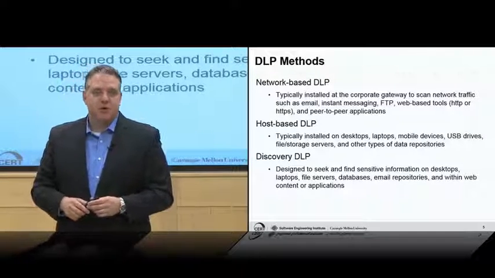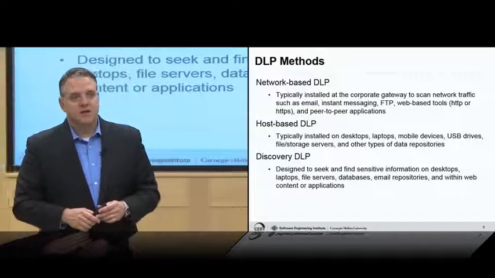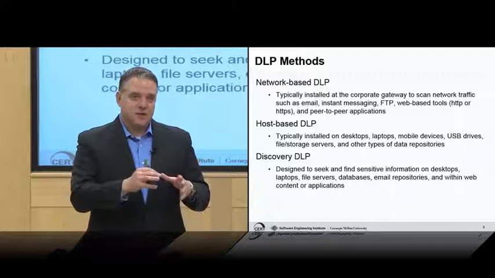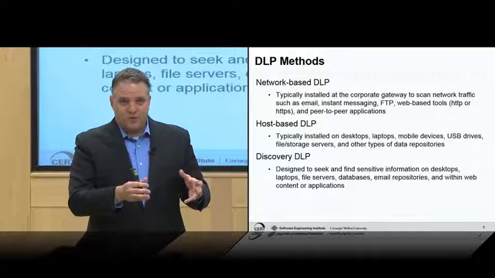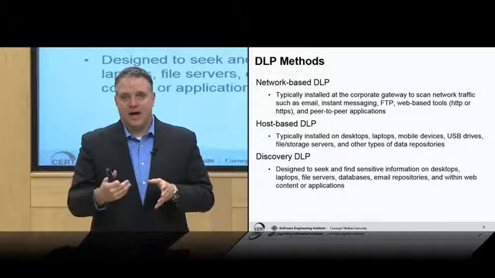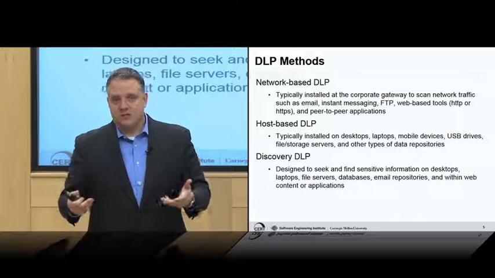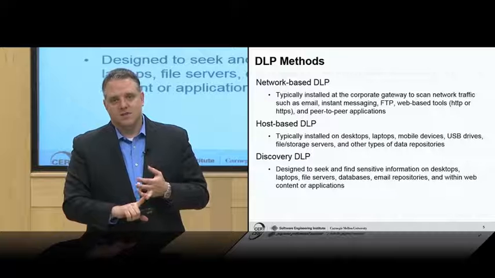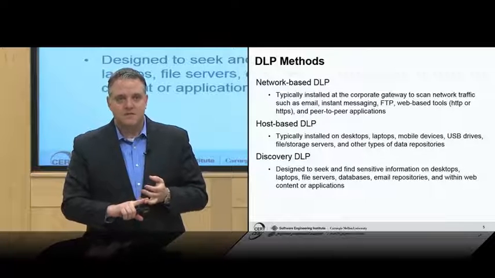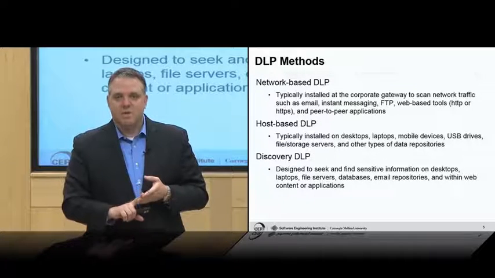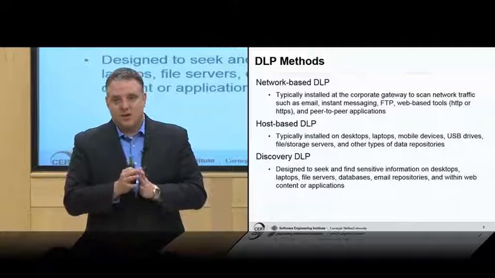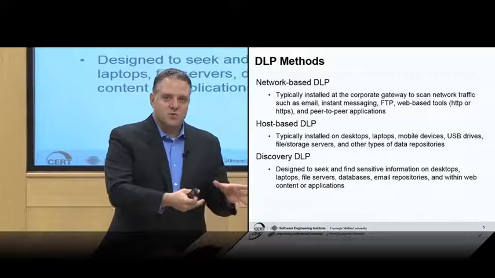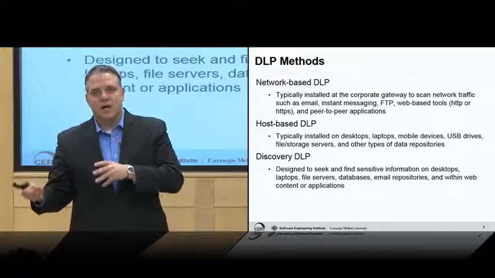There are 3 different methods for doing data leakage protection. Network-based DLP is where you have a sensor at the boundary or the gateway of your network, and it's constantly looking at network traffic regardless of protocol. So it's looking at FTP data, social media, web-based, instant messaging, peer-to-peer applications. It's looking at various connectivity methods to see if there is data transiting that gateway that should not be allowed to be transmitted.